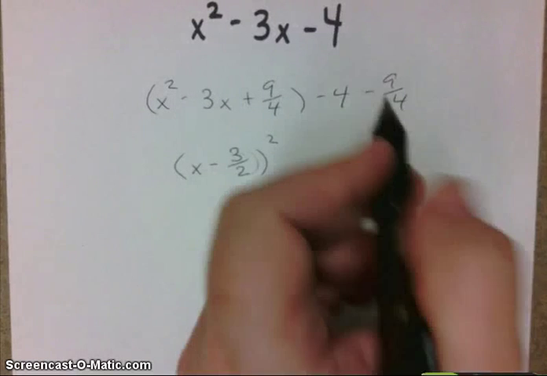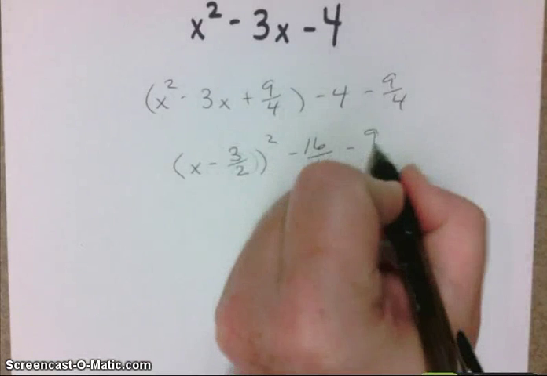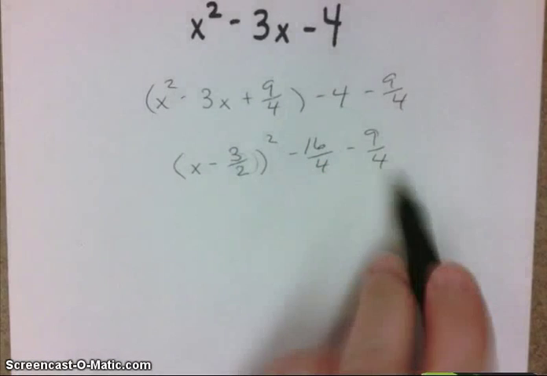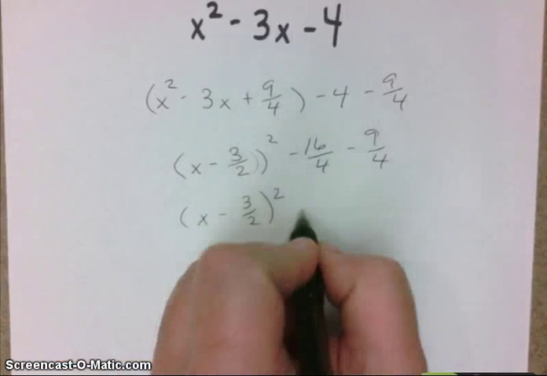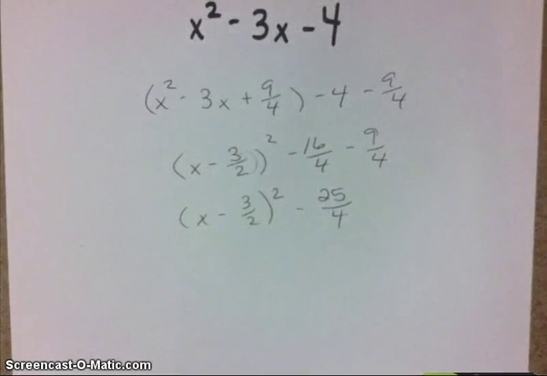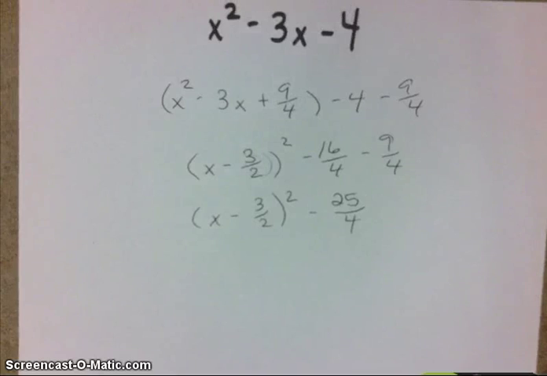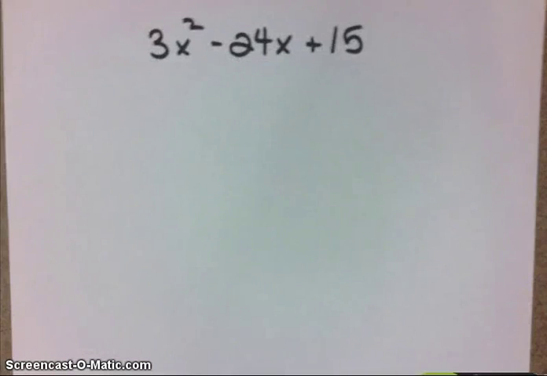Good job. Now we're going to have to clean this up, which means we're going to call negative 16 over 4 instead of 4, so that we can combine these, and we end up with (x minus 3/2) squared minus 25 over 4, and these fractions are just fine. They're beautiful. Don't worry about having fractions in the final answer. Okay, so that's 4 examples of quadratics where a is 1 and we had to complete the square.